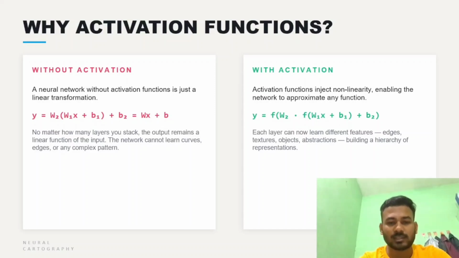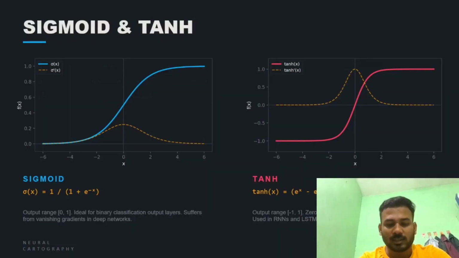So let's understand how many activation functions there are. Basically, there are five activation functions, the most popular ones. One is sigmoid, then Tanh, then ReLU, Leaky ReLU, and Softmax. We'll understand them one by one. Sigmoid is an activation function that helps to convert the input into the range between 0 to 1. Okay, so this is basically ideal for binary classification problems.